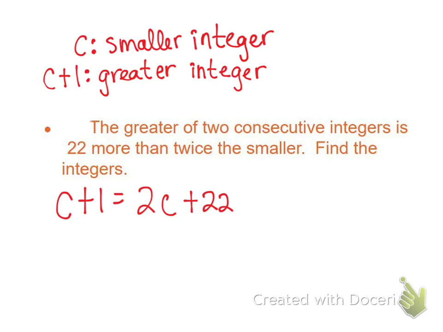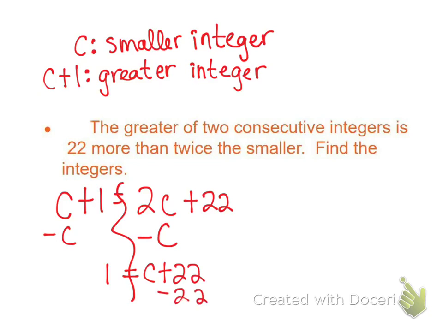Now, can we distribute anything? No. Combine like terms. Moving on to get our variables together. Which one do you want to move? C. How would you move it? Subtract C on both sides. That leaves me with 1 equals what? C plus 22. My last step to solve. Subtract 22. And what do I get for C?